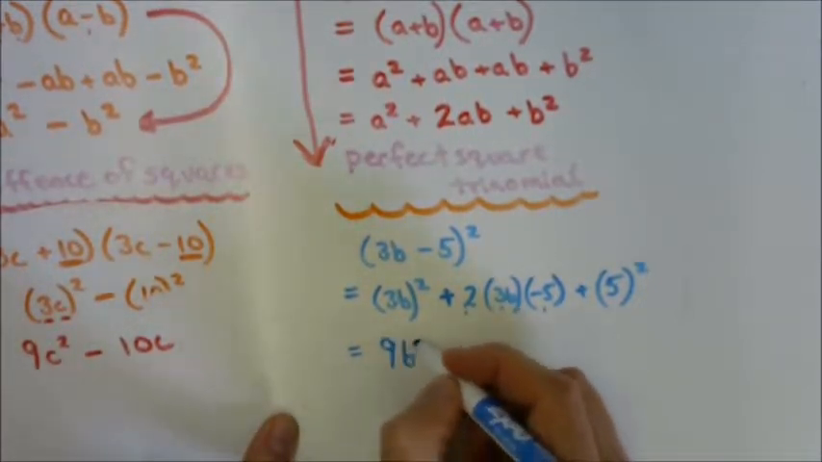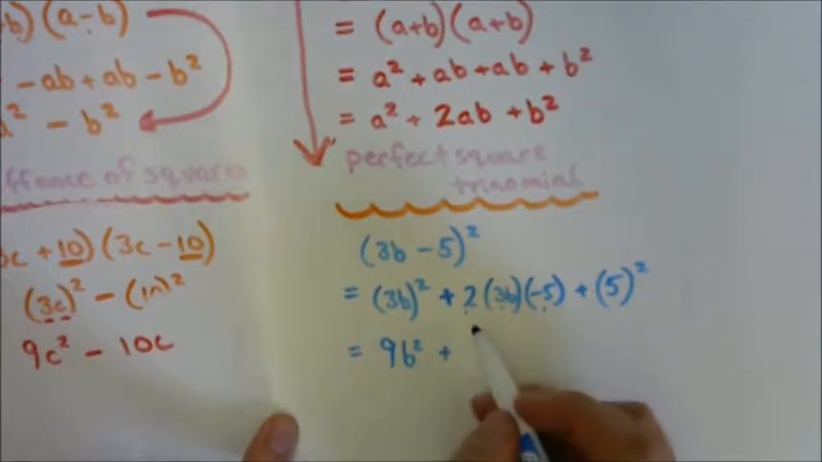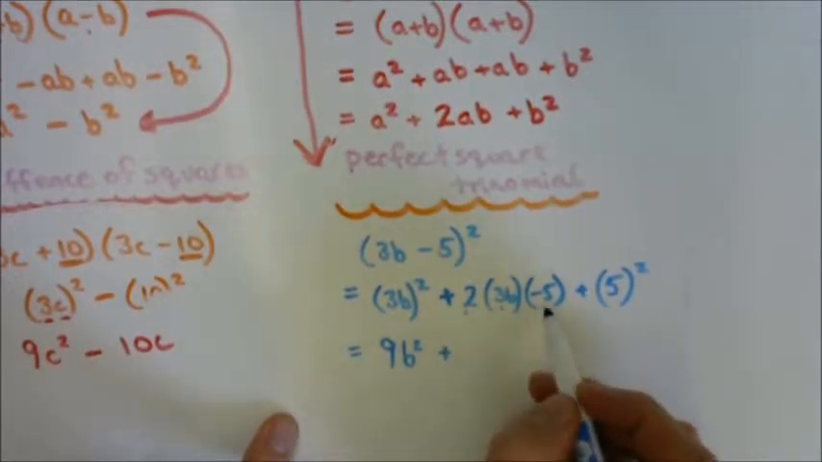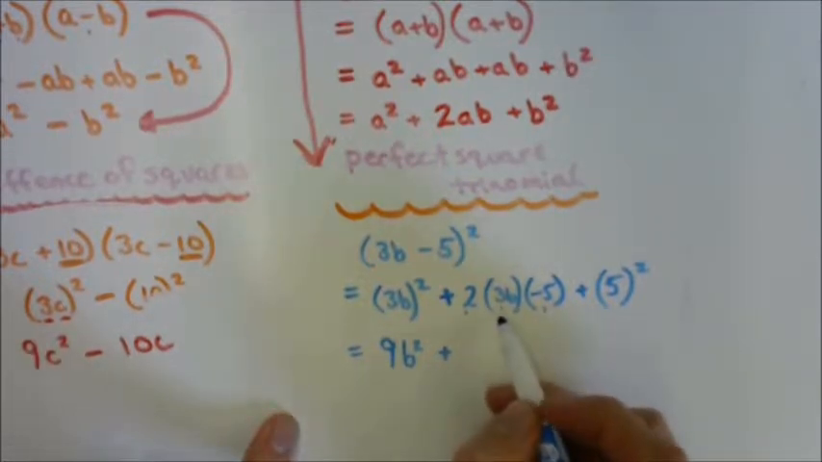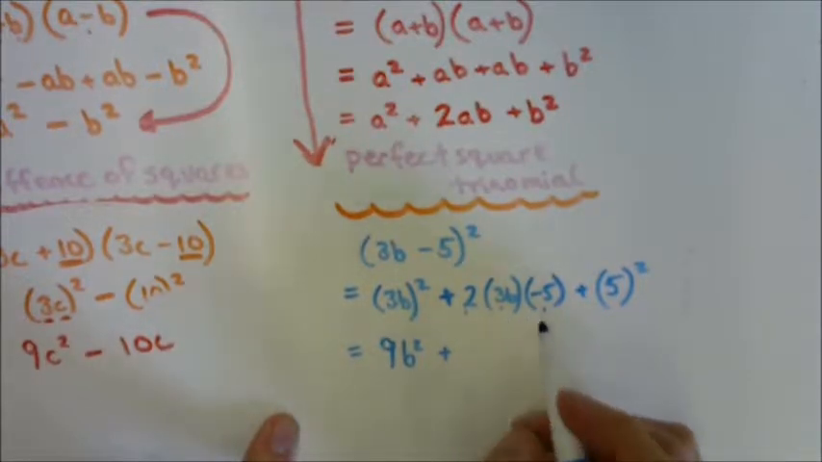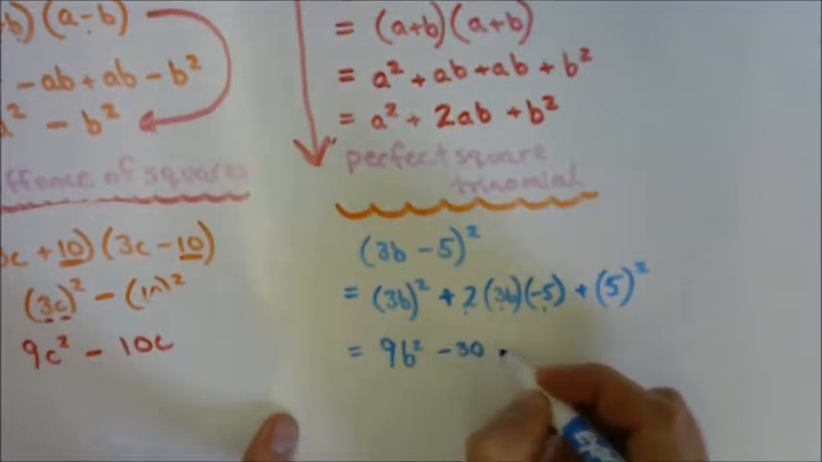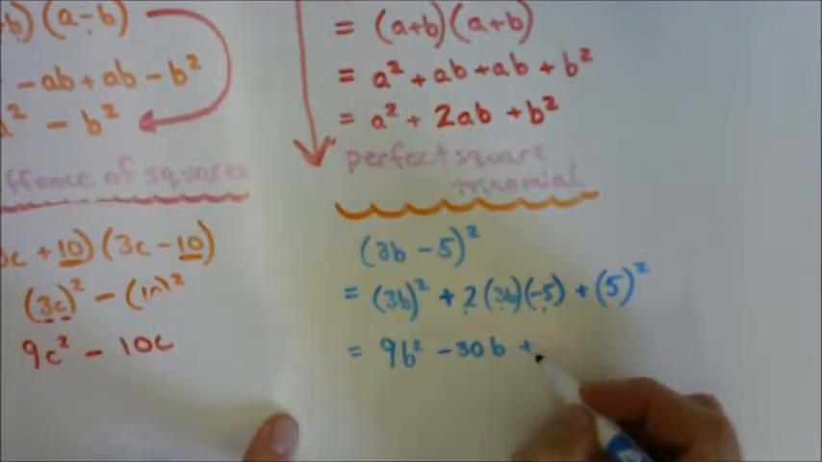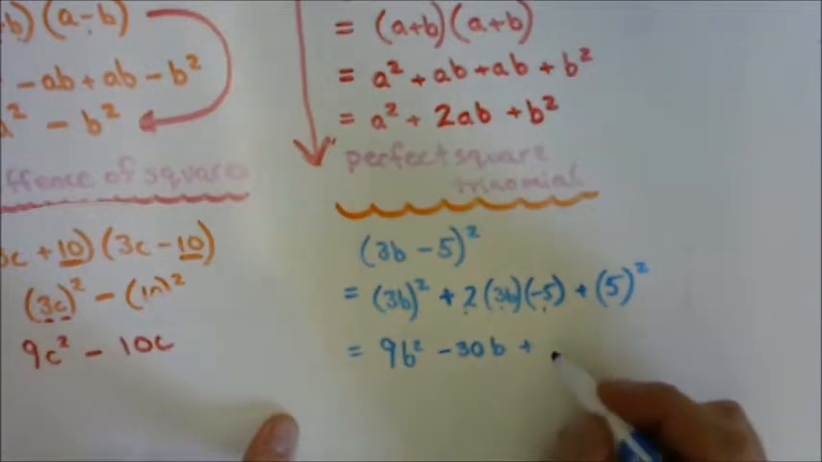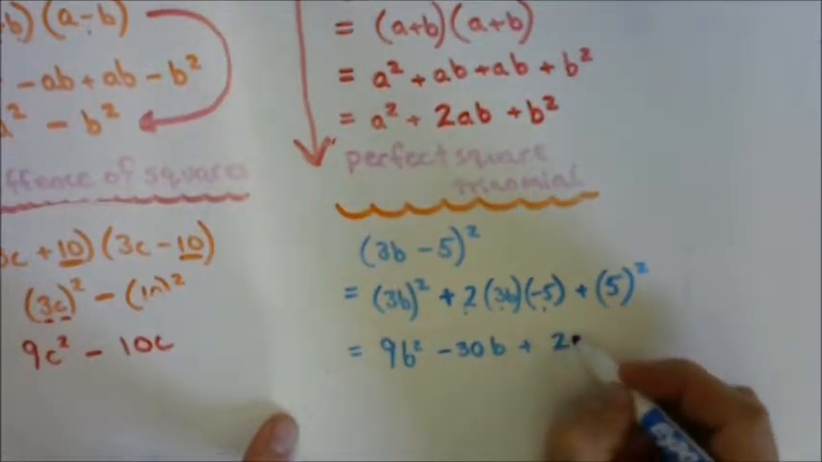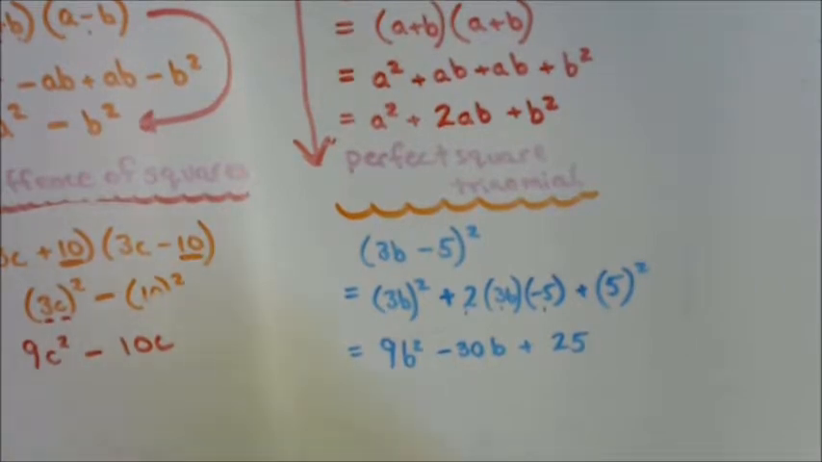Yep, 9b squared. And here, I think I would do 2 times negative 5 first. Julia? Negative 10. Negative 10 times 3b, Emma? 30. Good. Negative 30b. And 5 squared, Vlad? 25. What's this called again, this trinomial? Perfect square trinomial. Thank you very much. Those are our examples of review.